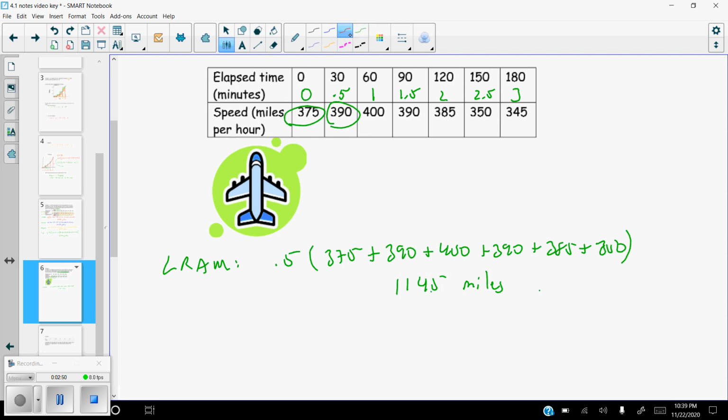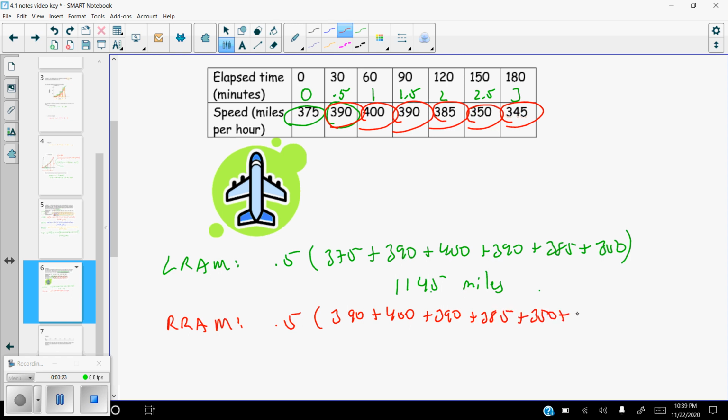Okay, let's do the right approximation method. So once again, the base of all the rectangles is 0.5. In this case, we are going to use only the right sides of these things. So we're going to use all the ones in red. Only one we won't use is the very first one, because that's going to give us all of the upper right-hand side of the rectangles as our y values. So adding all those up and then multiplying by 0.5 gives us 1,130 miles.